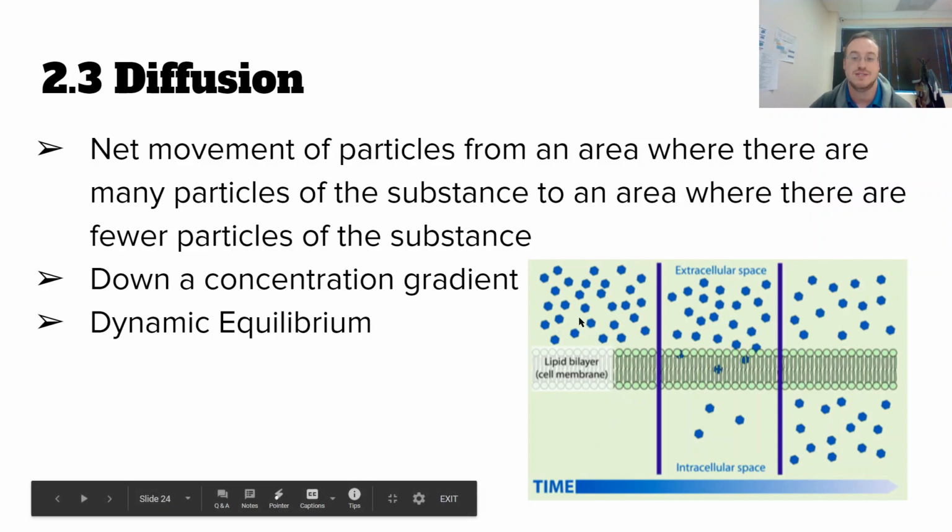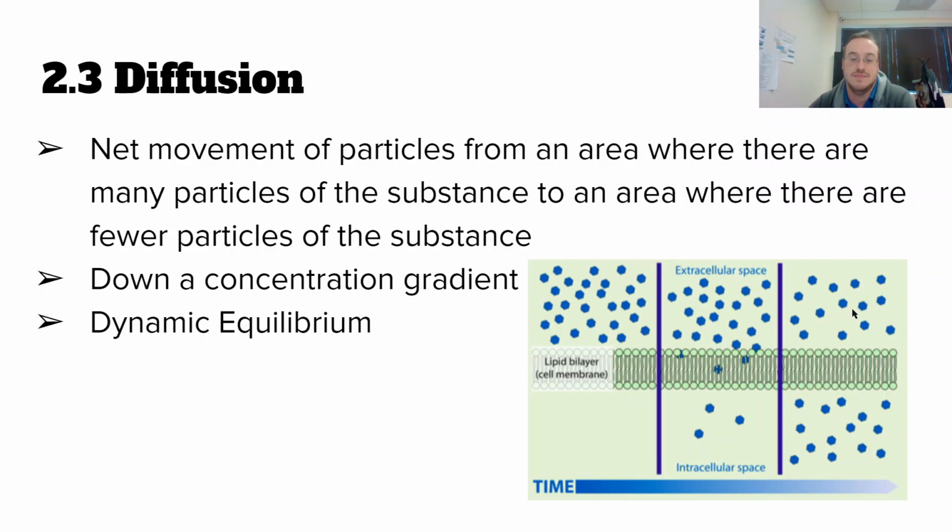As time progresses, some of those particles start to move across the cell membrane down into the intracellular space, the space inside the cell. That continues until we have reached a dynamic equilibrium. Now, a dynamic equilibrium does not mean that movement has stopped. It means that movement continues on with as many particles entering the cell as there are particles exiting the cell.